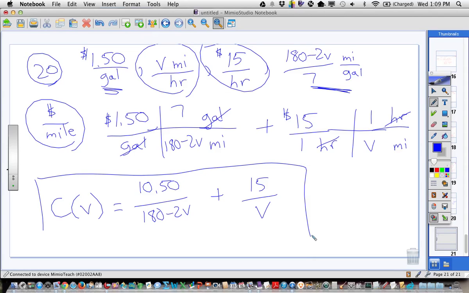Okay, but the way I did that was I just looked at all the given information I had, and I looked at the units I wanted to end up with. And I put them together in such a way that the units would come out the way I wanted. Okay?